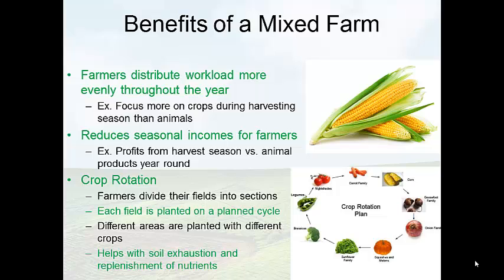They also practice something called crop rotation, which we talked a little bit about in class. This is when farmers divide their fields into sections, and each field is planted on a planned cycle. So, for example, half the field is planted with this crop, and the other half will be planted with this crop, and then they cycle through different crops each year. Now, this helps in 2 ways. It helps with soil exhaustion and replenishment of nutrients.